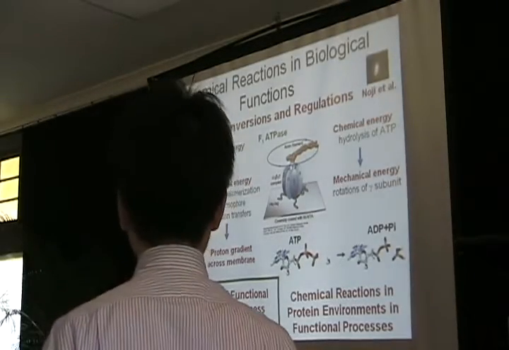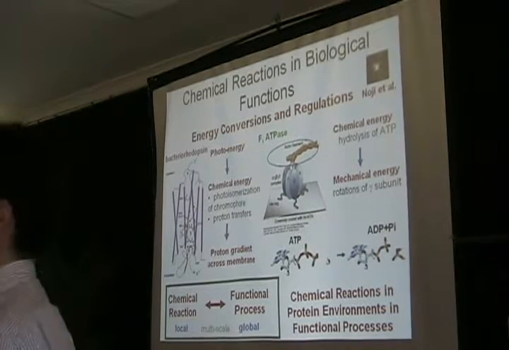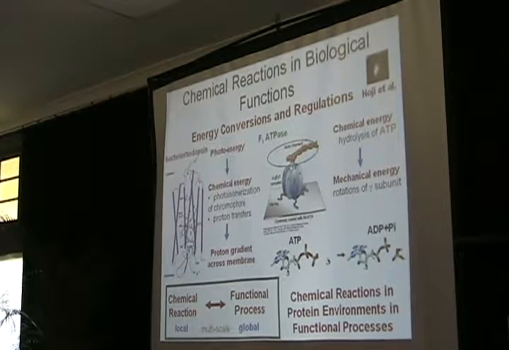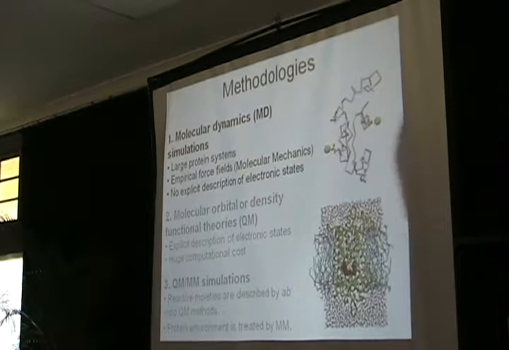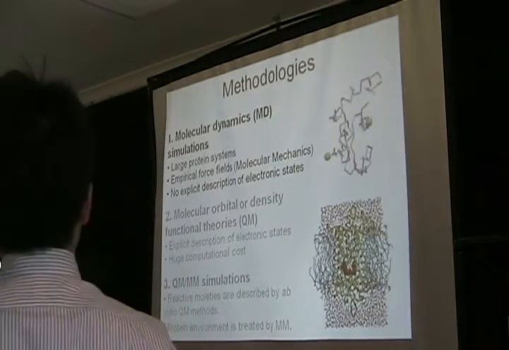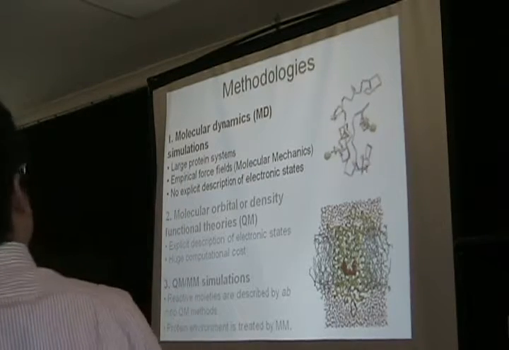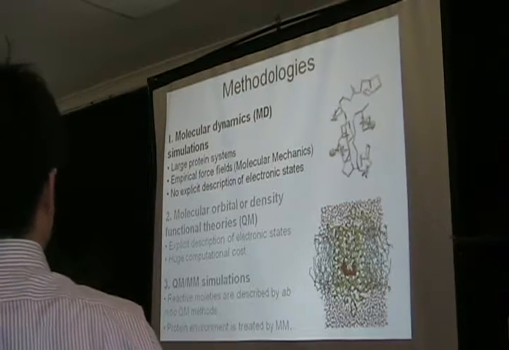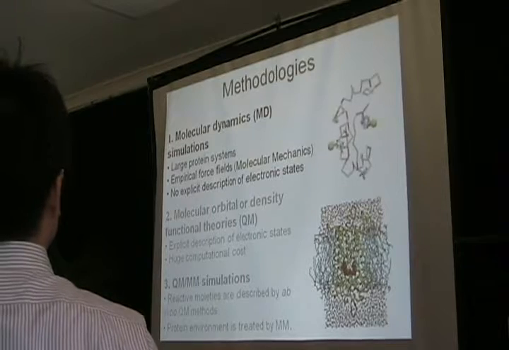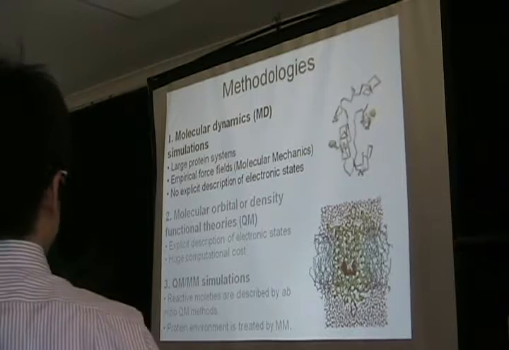But at this moment, anyway, it is important to understand the chemical reaction mechanisms in the protein environment for these functioning processes. So those are the methodologies which we could use to investigate protein functions. First one is molecular dynamics simulation. We heard about that a lot. This is the standard method to investigate protein systems. This method can treat large protein systems and also trace dynamics.